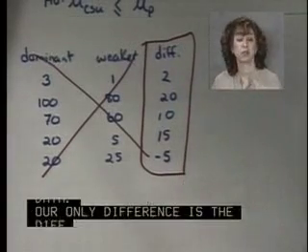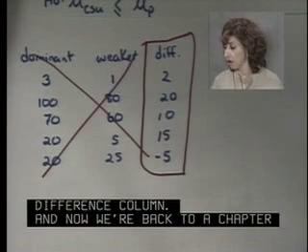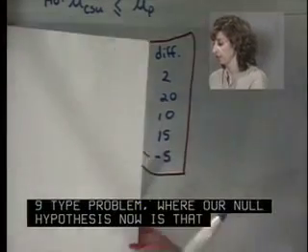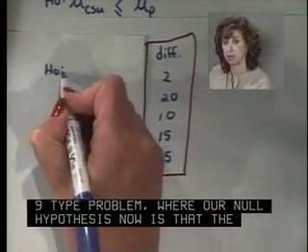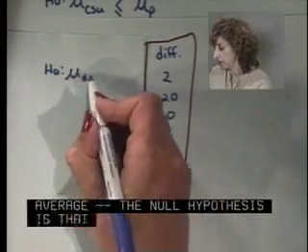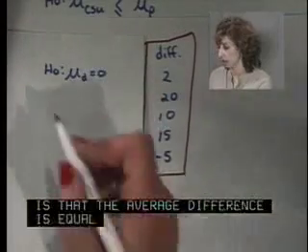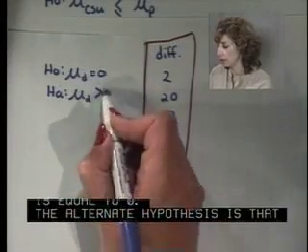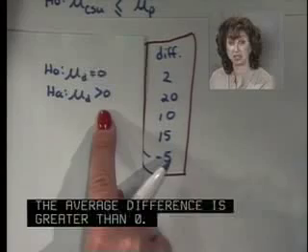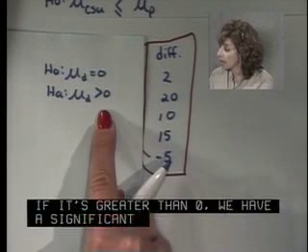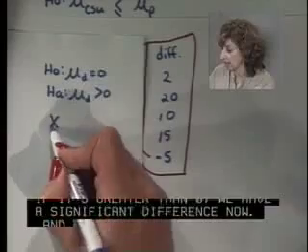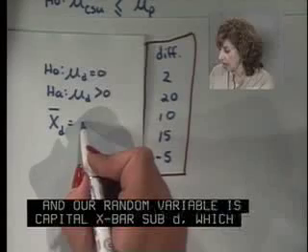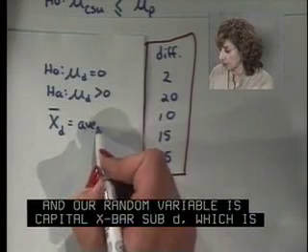And now we're back to a Chapter 9 type problem, where our null hypothesis is that the average difference is equal to 0. The alternate hypothesis is that the average difference is greater than 0. If it's greater than 0, we have a significant difference. And our random variable is capital X bar sub d, which is the average difference.